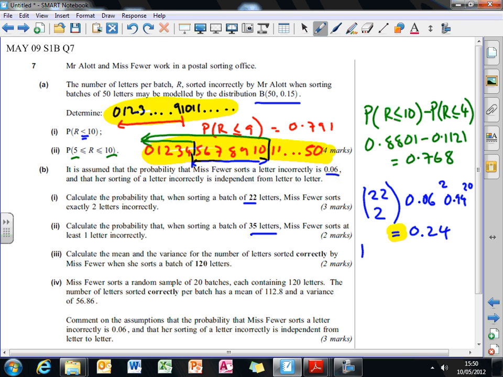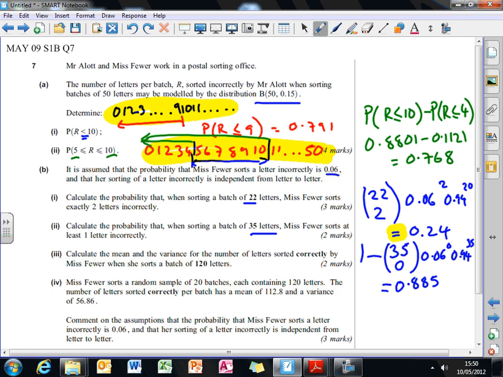So it's 1 minus, and don't forget to do 1 minus this, the probability she sorts exactly none incorrectly. So that would be 35 choose 0, 0.06 to the power of 0, 0.94 to the power of 35. And if I do that on my calculator, again, don't forget to take it away from 1, you get 0.885.